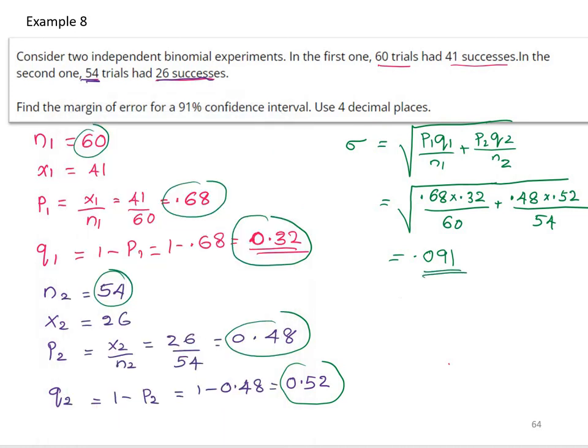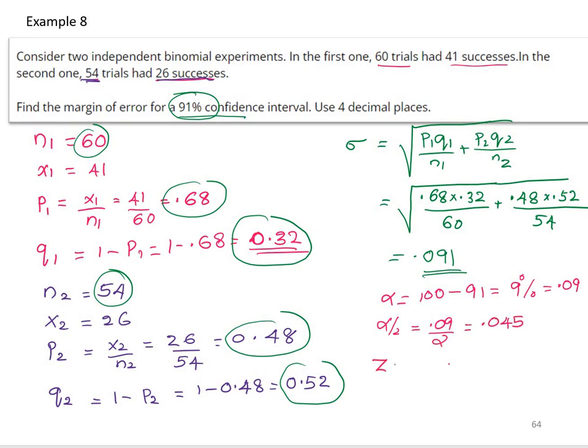Now we want to find the z alpha by 2. What is the confidence level? We want to find the margin of error for the confidence level of 91%. So we can find the alpha value. Alpha is 100 minus 91, that is 9%, so it is 0.09. So alpha by 2 is equal to 0.09 over 2, that is 0.045.